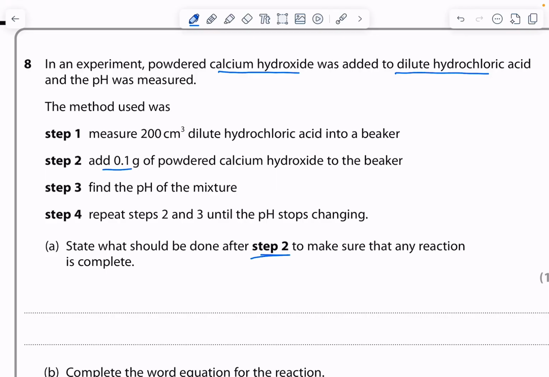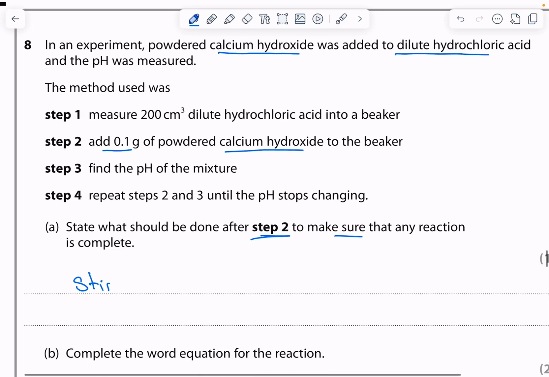So step 2, we're adding the calcium hydroxide to the beaker. And it says, how can you make sure that this reaction is complete? So what we did in class is we actually stir the beaker to help it to react, and that encourages the reaction to take place as fully as it can.